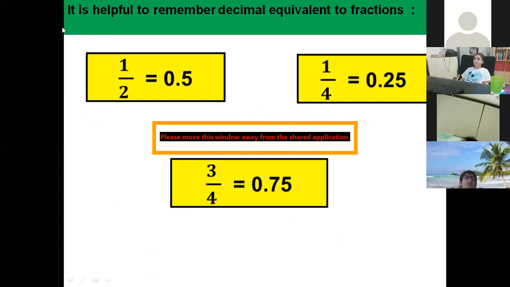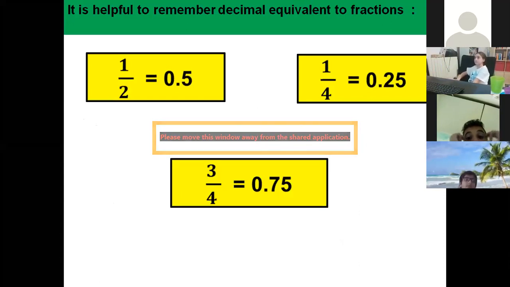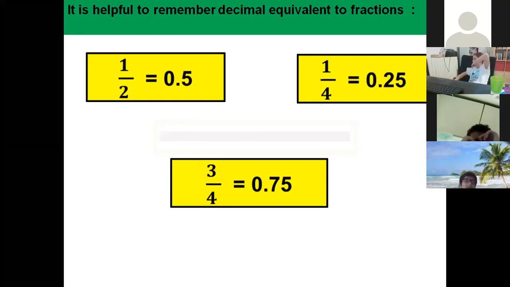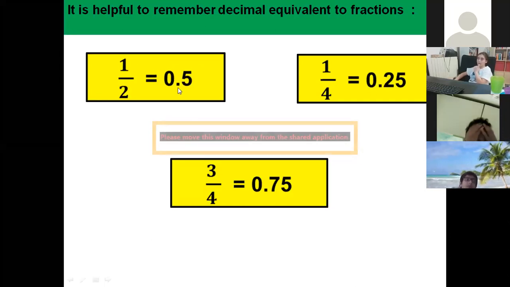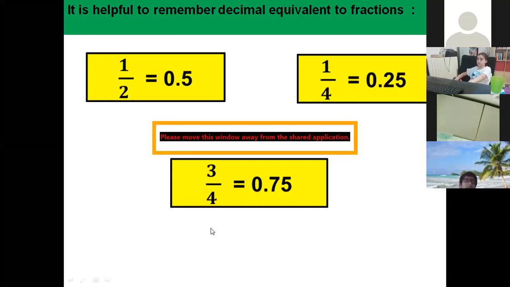So it's so helpful for you to remember decimal equivalents to fractions. I mean, some fractions we better memorize. It's not a hard way of memorizing, because these are common fractions. 1 over 2 is 0.5, half. 1 over 4 is 0.25, a quarter. 3 over 4 is 0.75. So keep these fractions in your mind.